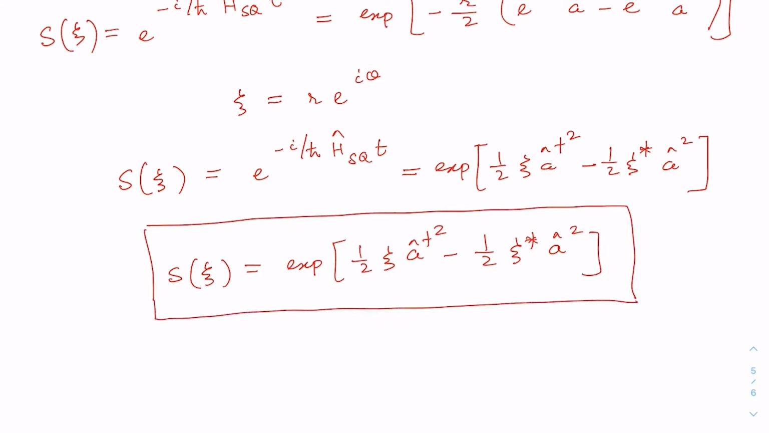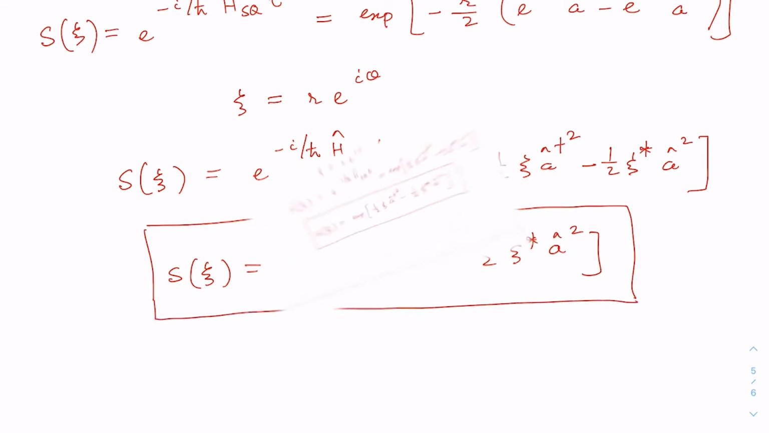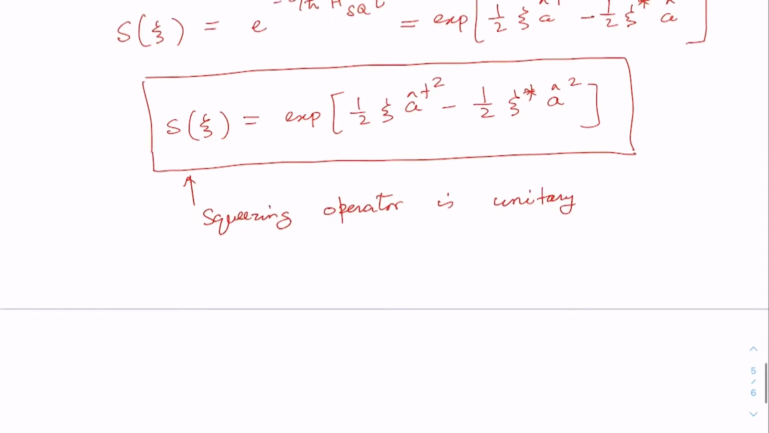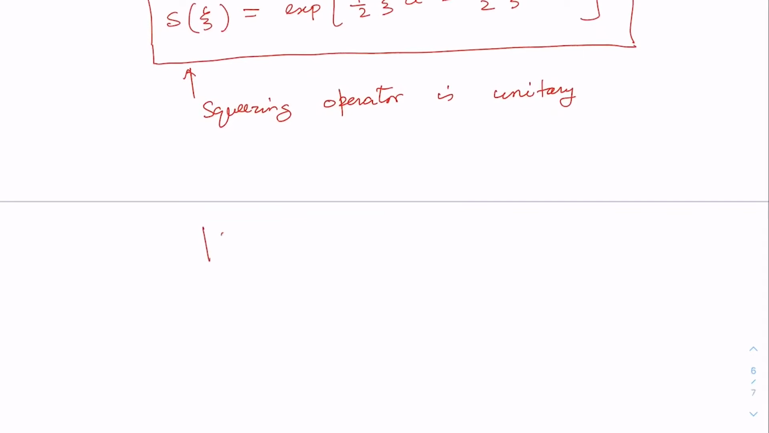This is what we are going to exploit in this course. This squeezing operator is unitary, and the squeezed state xi can be created from vacuum just by applying this squeezing operator on the vacuum state.